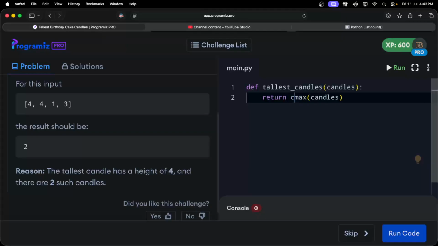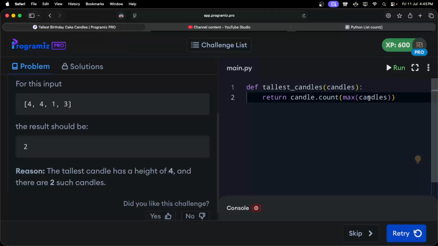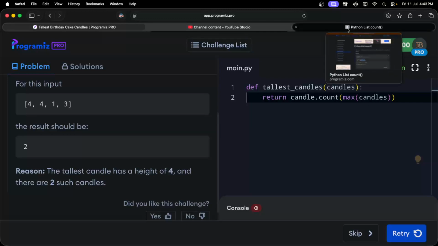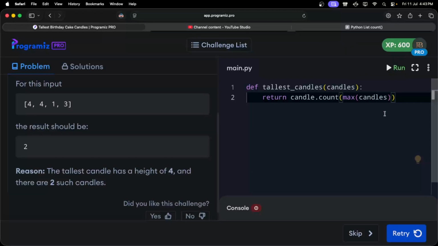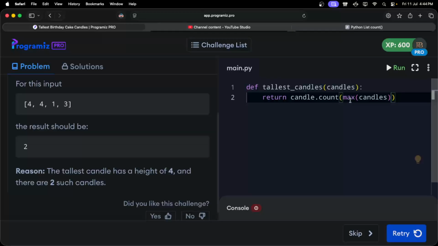So from this candles dot count method, and since we already have the max of it, this should work. If it did not work, what the hell, did you make a syntax error? How come? So max is what, does it give us a list or what? That's what I did, right? So count is that, 2 is 3, okay. And what does this give out? Man, max. It should give out something.